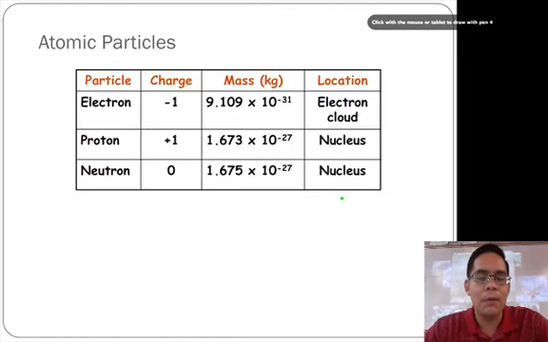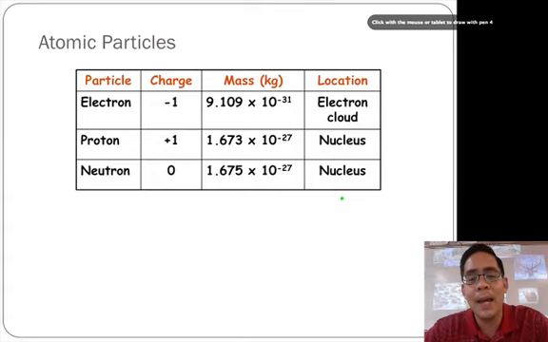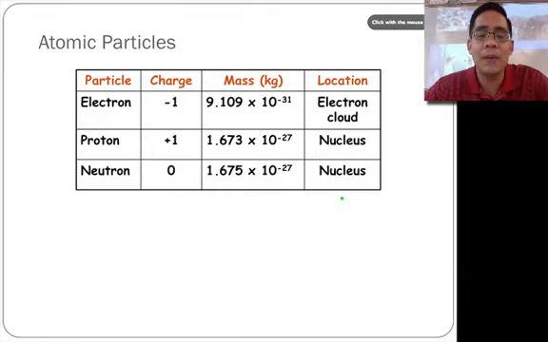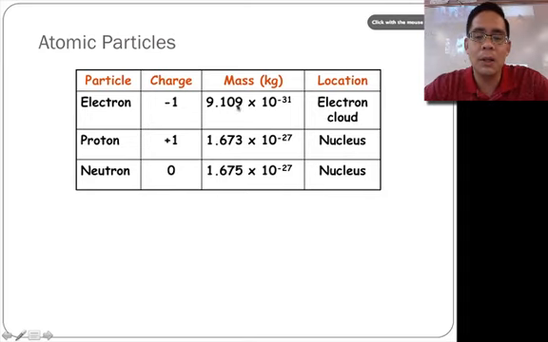And from all of this work, we now know some information. The electron has a -1 charge, has a mass of 9.109 times 10 to the -31 kilograms, and its location is outside of the nucleus. The proton has a +1 charge, has a mass of 1.673 times 10 to the -27, and its location is in the nucleus. Later on, we discovered the neutron, also in the nucleus, and its mass is roughly the same as the proton, just a little bit heavier.